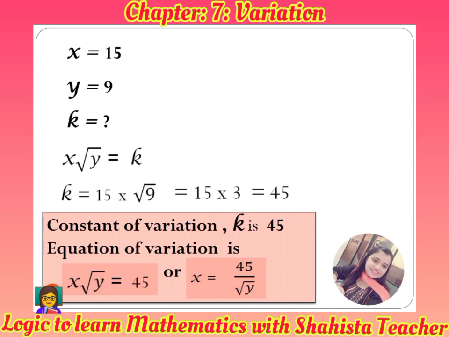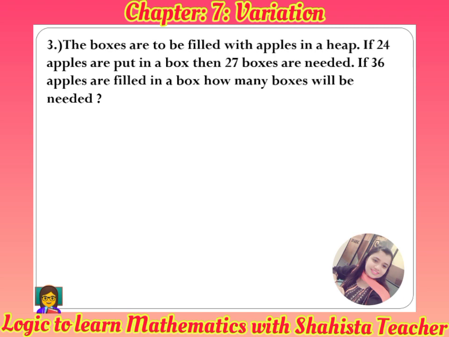See my dear students, instead of writing k we will put there 45. Is that clear? So just remove this k and put there 45. So x is equal to 45 upon root y. Here x and root y as it is, just we have to include 45, that is k value. K is nothing but the constant value. Is that clear my dear students? So this thing you have to remember when you are solving inverse variation constant term.